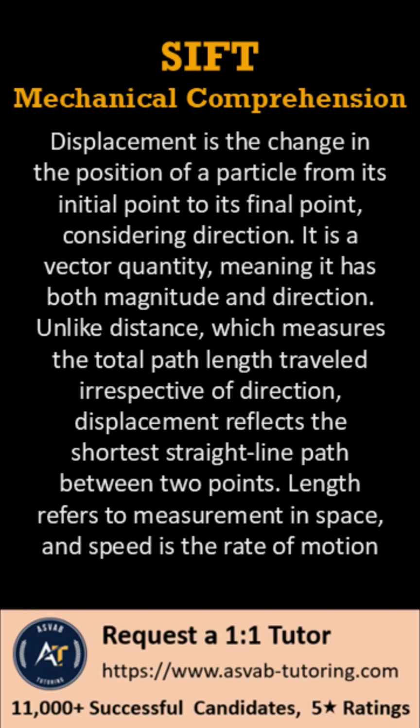Displacement is the change in the position of a particle from its initial point to its final point, considering direction. It is a vector quantity, meaning it has both magnitude and direction. Unlike distance, which measures the total path length traveled irrespective of direction, displacement reflects the shortest straight line path between 2 points. Length refers to measurement in space, and speed is the rate of motion.